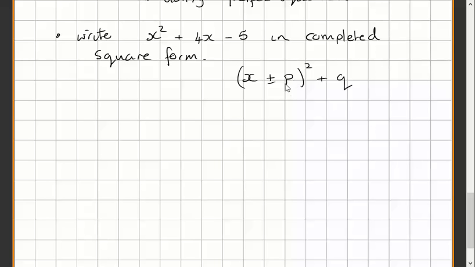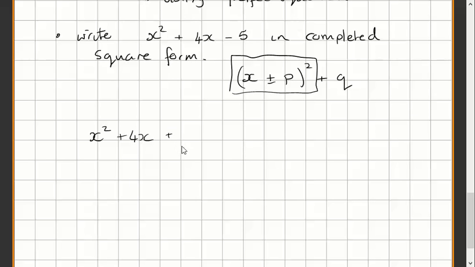Right, what we've got to do to get this into this form is we need to find this bit, the perfect square part. So I'm going to start by writing x squared plus 4x. Now to get that bit, I need it to be a perfect square. So what would the perfect square bit be to go along with x squared plus 4x alone? Plus what would it be to give you a perfect square?